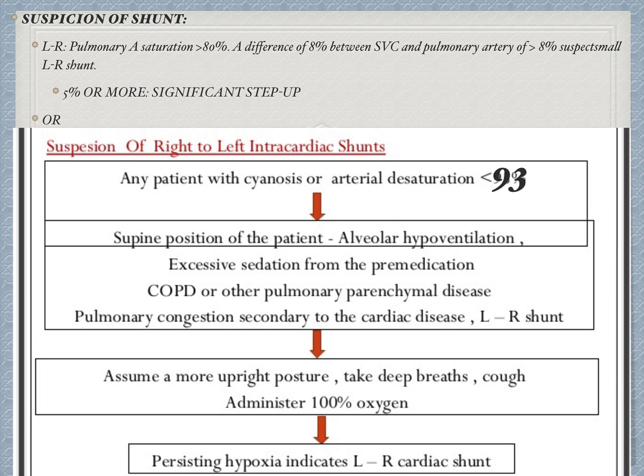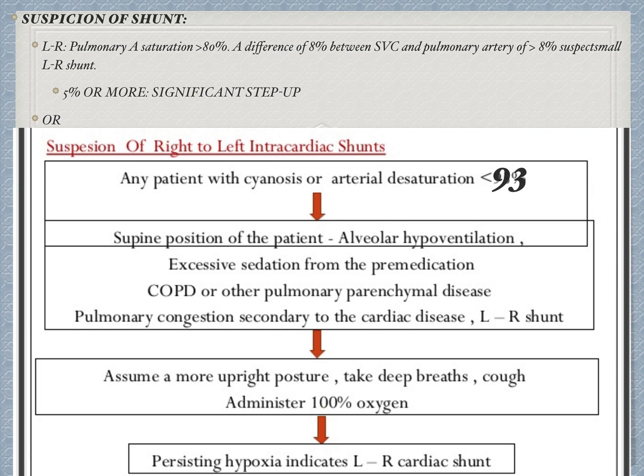Or a difference of 8% between superior vena cava and the pulmonary artery also makes you suspect a left to right shunt. Why? Because there could be an interatrial communication or different communications. That's why it is recommended to check out the right atrium saturation at higher level, mid-level, low level. You have to see where this change is occurring. Or we have a significant step up. What does this mean? It means a change of 5% or more of saturation. This is a significant step up, and this means you are receiving oxygenated blood from the left side.